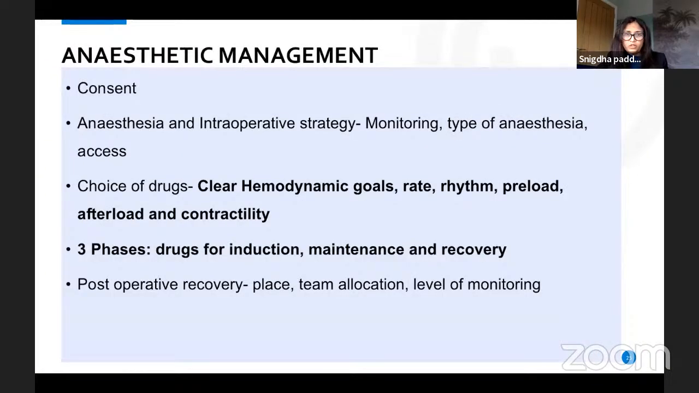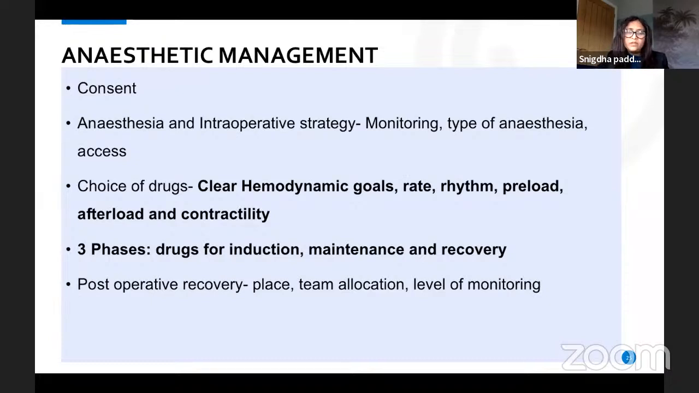Coming to the anesthetic management, have a proper valid consent, and then formulate your anesthetic plan based on clear hemodynamic goals. Decide if you want to have invasive or non-invasive monitoring parameters. And the hemodynamic goals, I generally decide on rate, rhythm, preload, afterload, and contractility. We all remember that age-old chart we've been learning from our training days, which gives us specific values for each specific cardiac lesion. So plan your anesthetics based on 3 phases of anesthesia: drugs for induction, maintenance, and recovery.